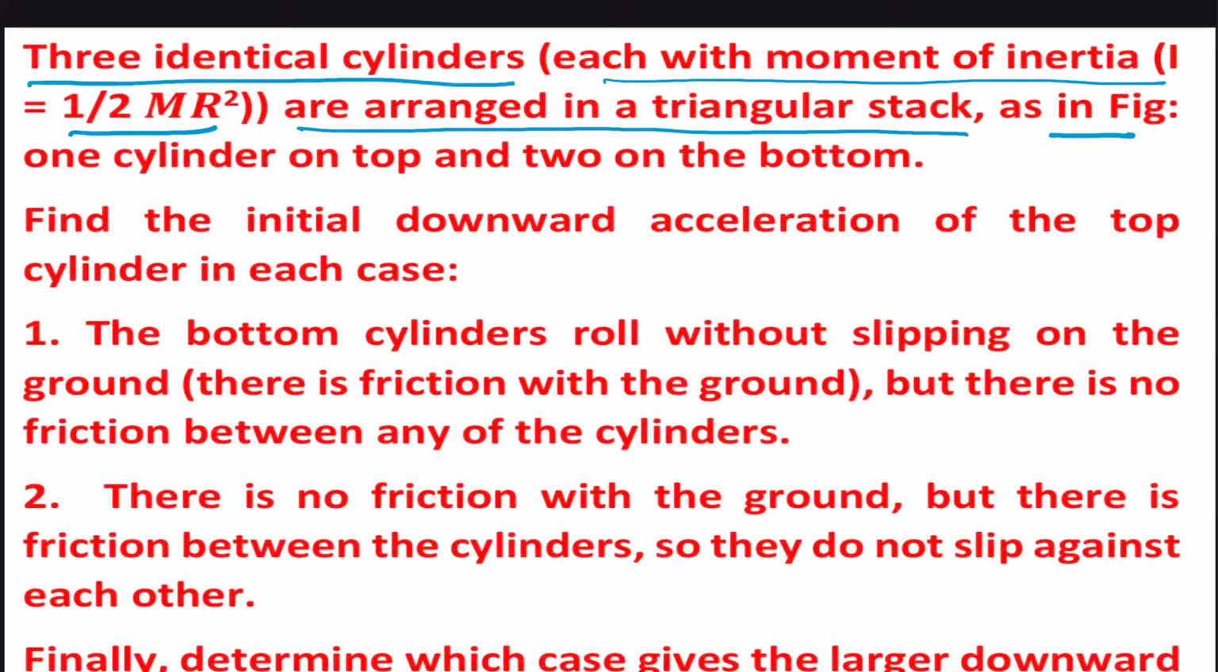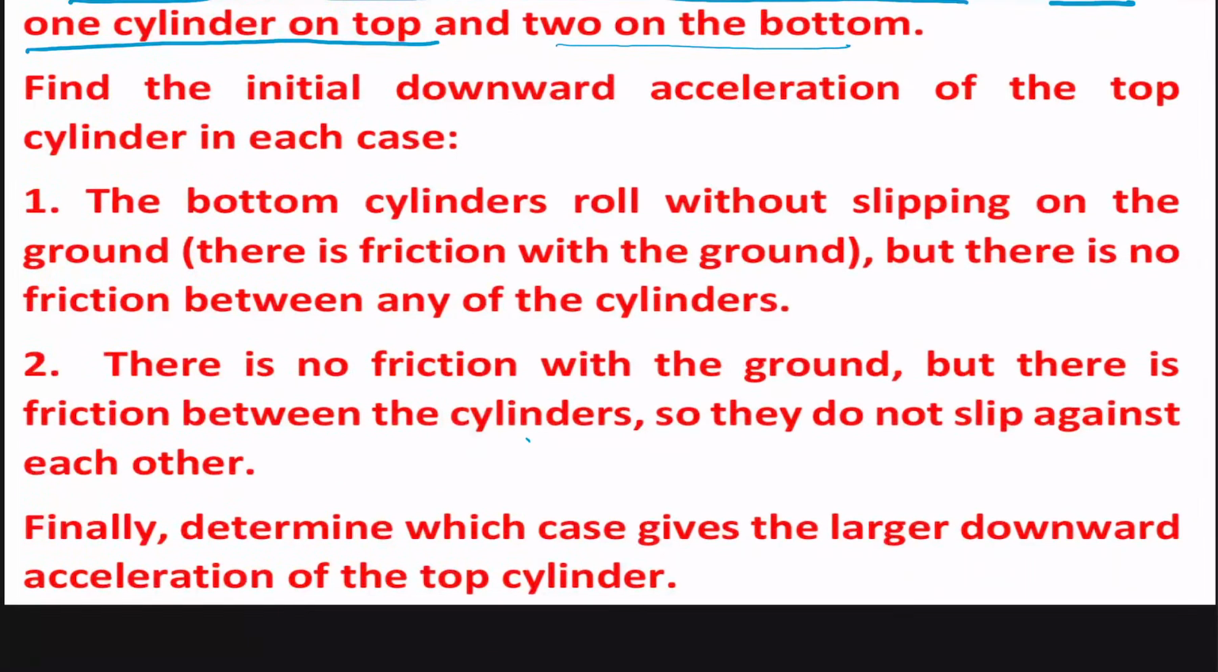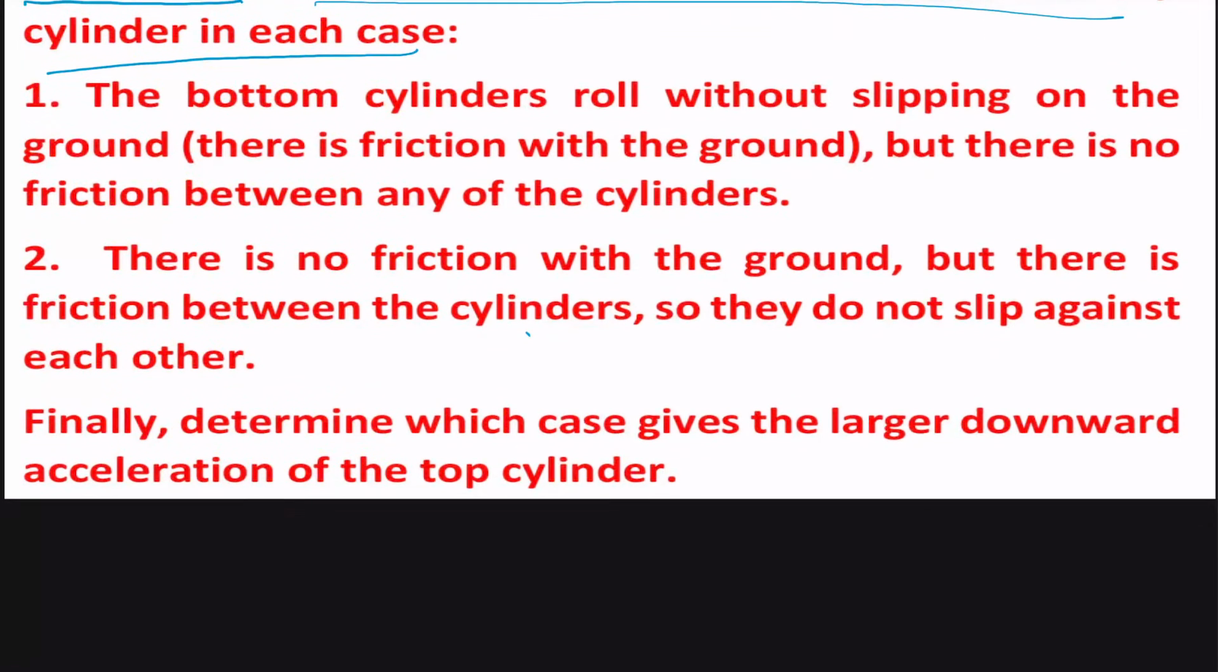I'll draw later on. One cylinder on the top and two on the bottom, and we are given that we have to find the initial downward acceleration of the top cylinder in each of the cases. So we have to find out the acceleration of the top cylinder in two cases.